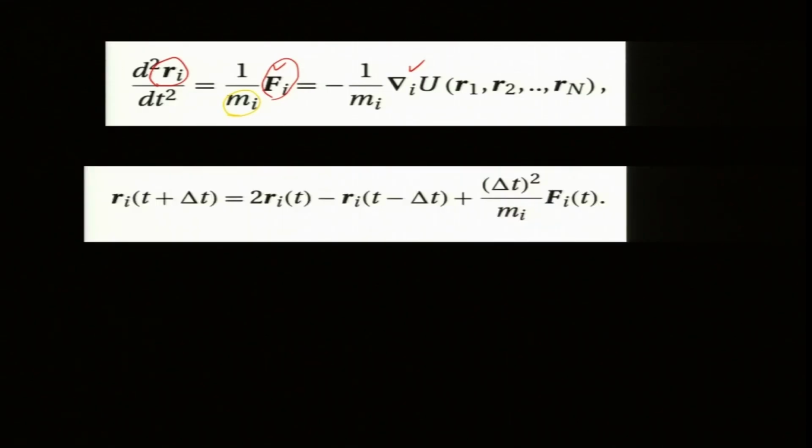So, the formula is straightforward. The acceleration is R i at t plus delta t, minus 2 R i at t, plus R i at t minus delta t, a second order formula, divided by delta t squared. This is equal to the force F at time t on particle i. I rewrite it, then I get this equation.